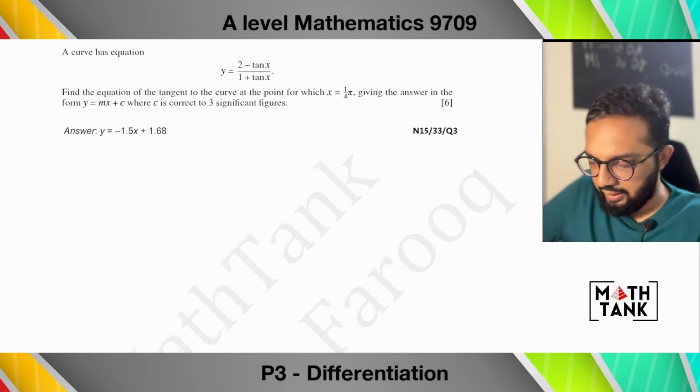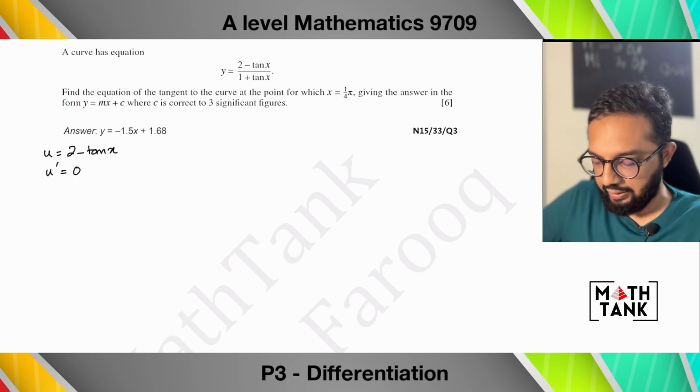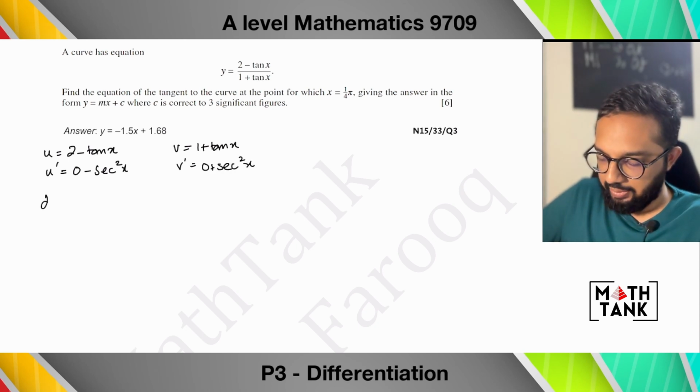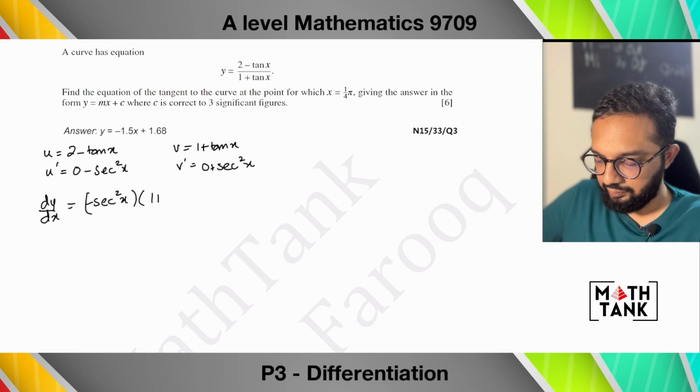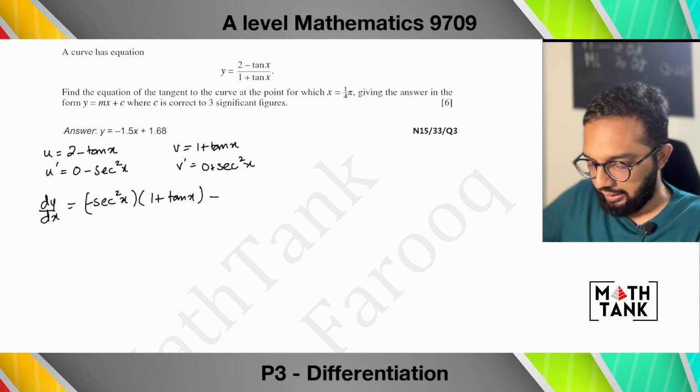Okay, so this is the last question. It says a curve has equation this. Find the equation of the tangent to the curve. So when I'm looking for the equation of the tangent to the curve, what I need to do is use the quotient rule. In this case, u dash is 0 minus sec square x, and v is 1 plus tan x, and v dash is 0 plus sec square x. So dy by dx then becomes u dash v minus v dash u over v squared.